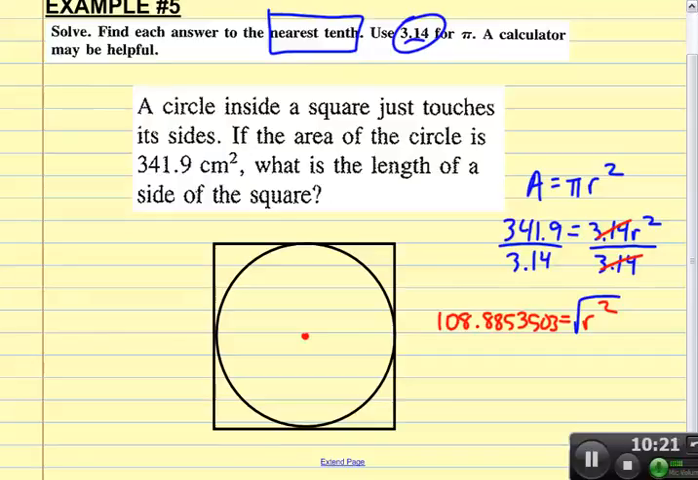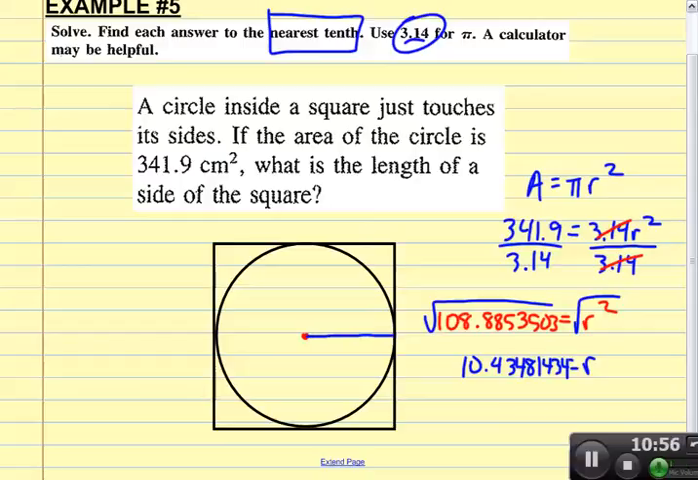Take the square root of both sides. Do I need the negative also for this one, Mr. C? No, because it's a circle. I can't have a negative radius. So the square root of 108.88535503 means that the radius is 10.43481. That's how long this is.